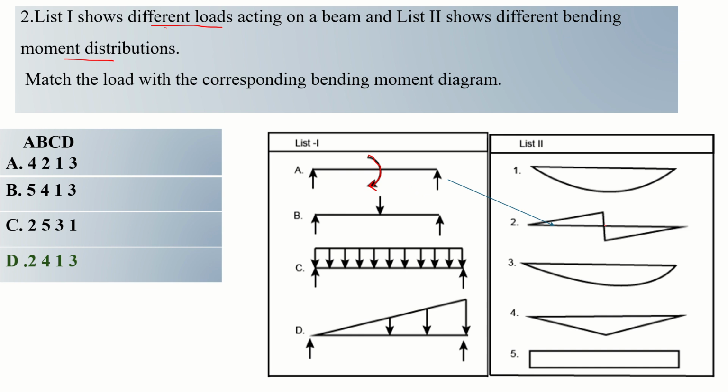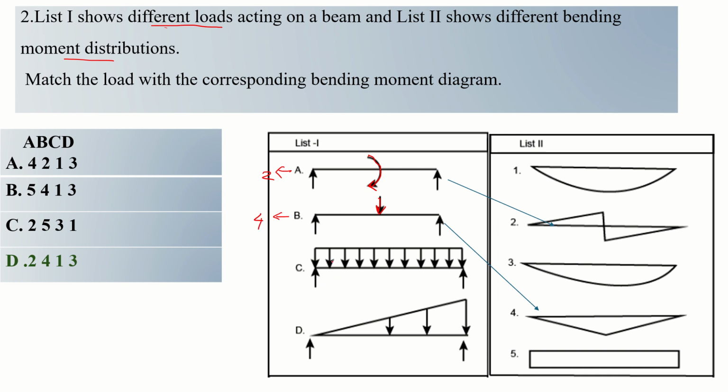Okay, there is a change in sign in the bending moment. Okay, in the second beam, there is a concentrated load acting and its bending moment diagram is this 4. So, our option A matches with 2 and B with 4.